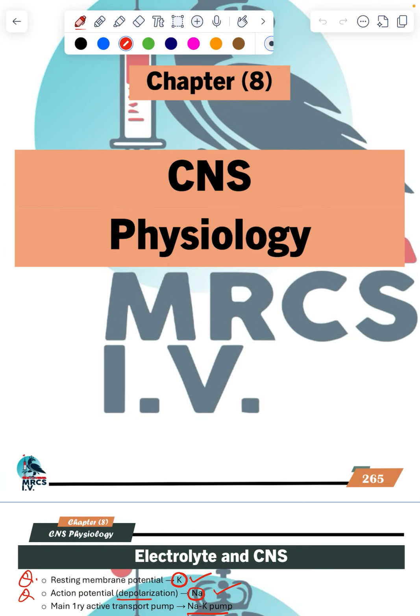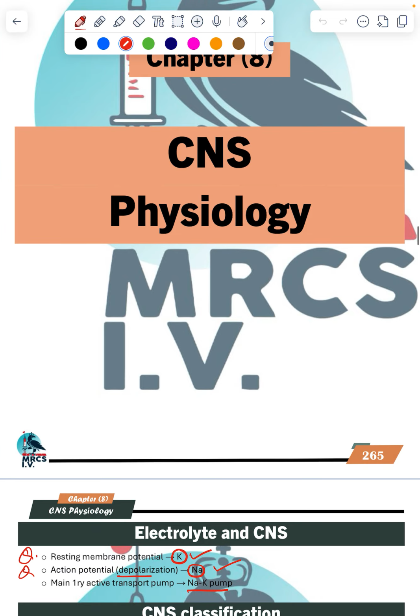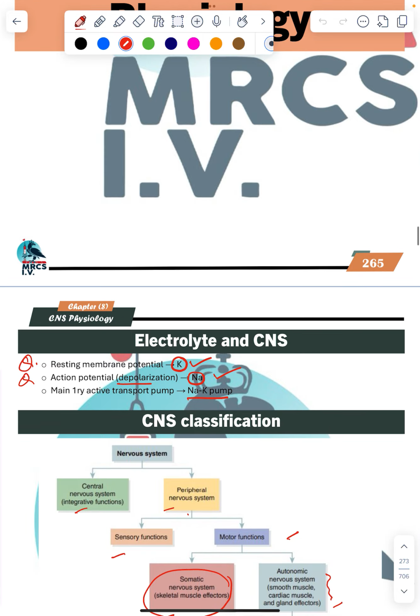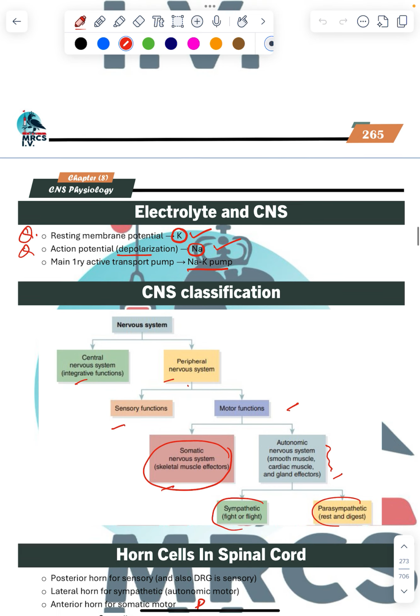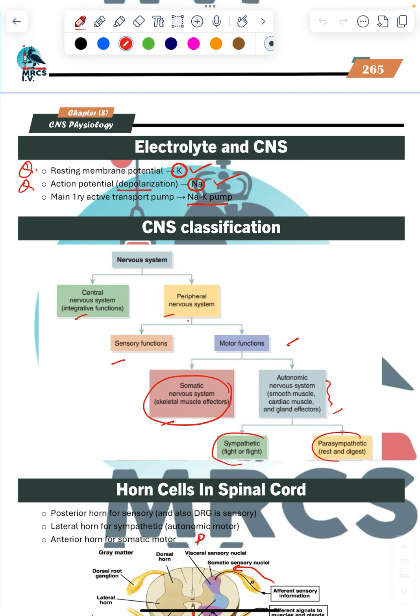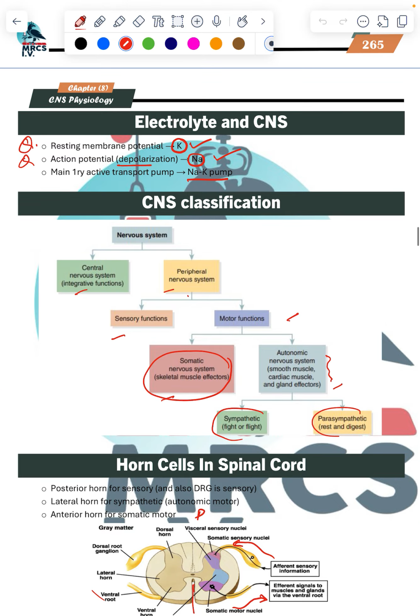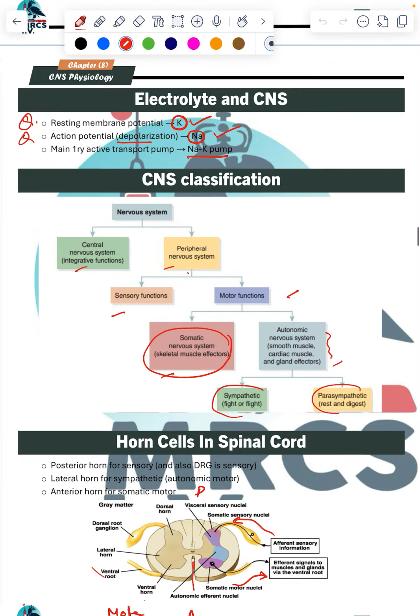So this is about CNS physiology from Ivmrcs. Let's see what are the common questions asked from this Ivmrcs about electrolytes and CNS. The question asked is: resting membrane potential is maintained by potassium ions and action potential is through the influx of the sodium ion. So the main primary active transport pump is the sodium potassium pump.